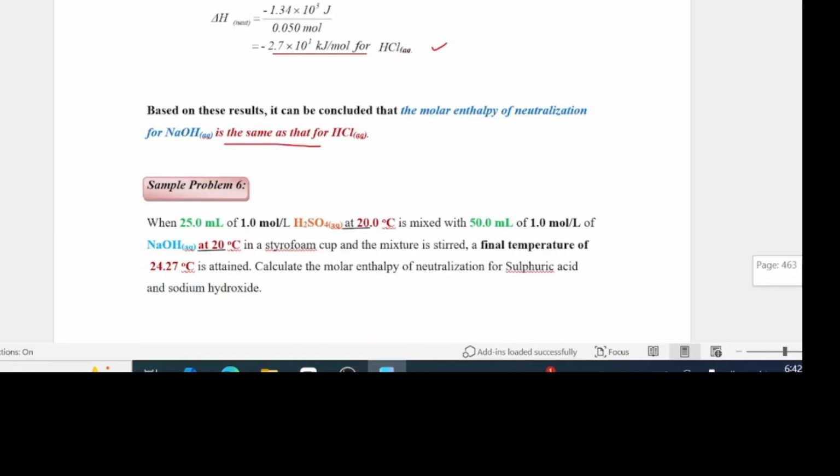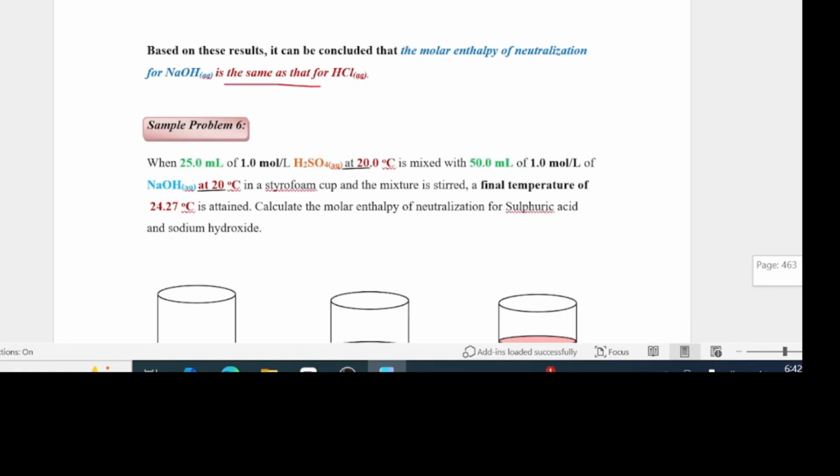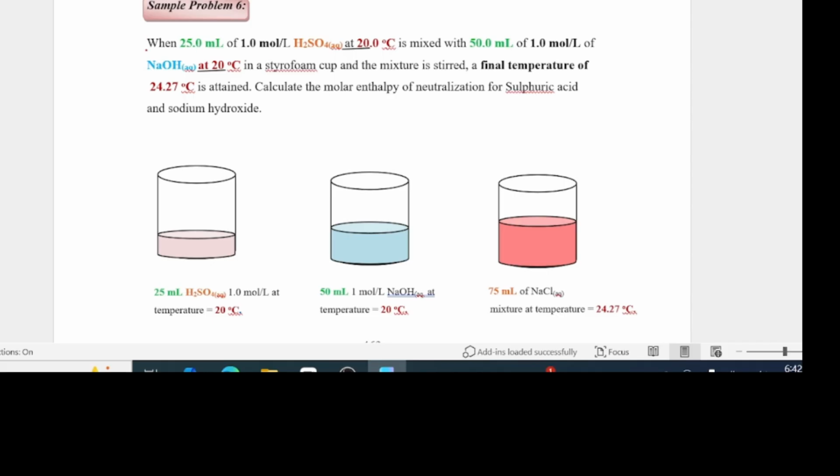There is another problem here that's a little bit more challenging. We're having 25 milliliters of 1.0 mole per liter sulfuric acid at 20 degrees Celsius, and we mix that with 50 milliliters of 1.0 mole per liter sodium hydroxide, also at 20 degrees Celsius, and the final temperature attained was this. There are a number of differences in this problem.